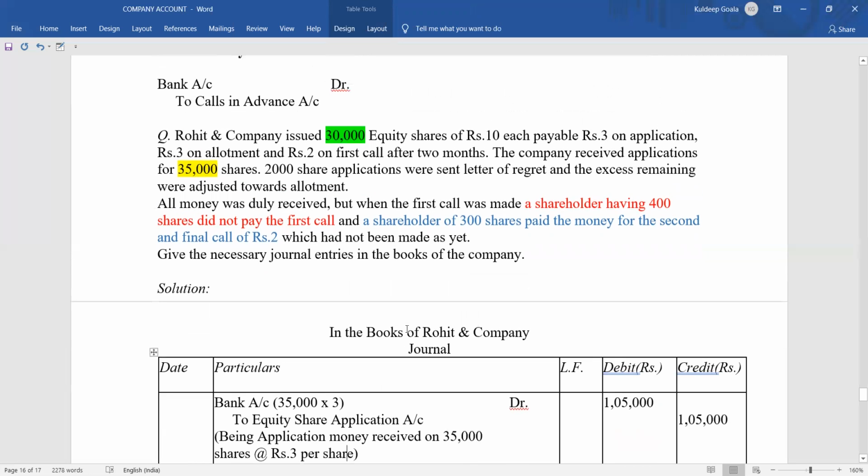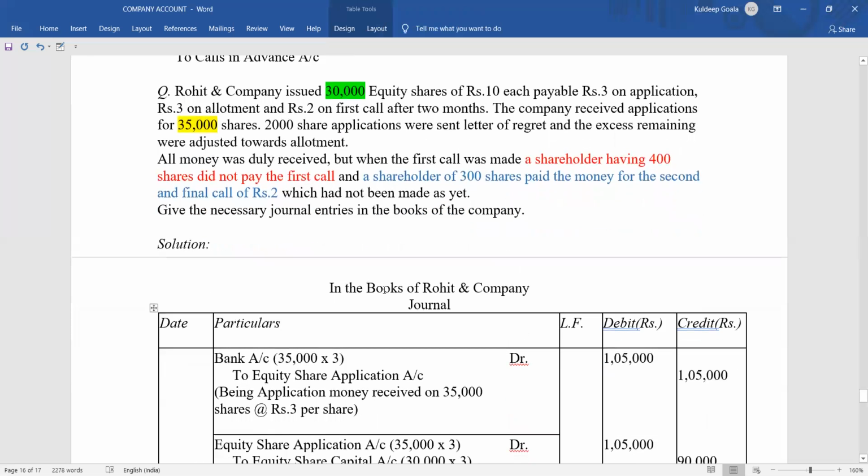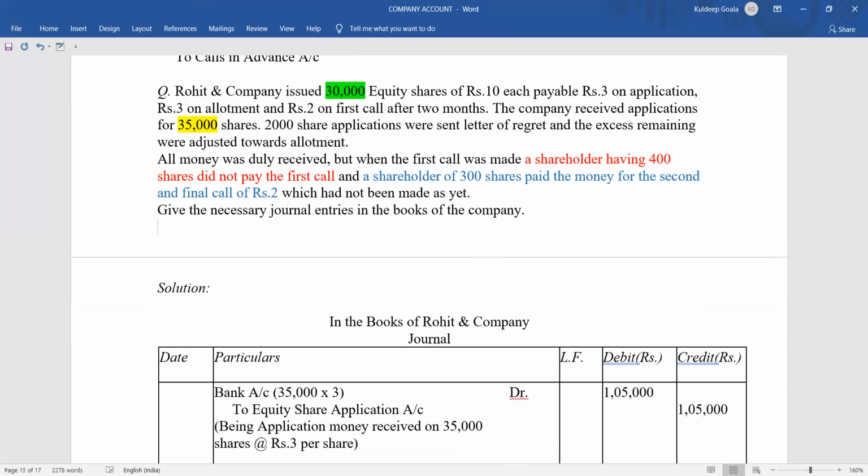Now comes the next, the transfer entry. Every situation has got two parts. Application has the receive entry and the transfer entry. Allotment has due, then receive. Then first call also due, then receive, right? In the same way, now the transfer entry. We have seen there is a situation. What is the situation here? We can see that this 35,000 were the number of shares we have received, right? These were the shares.